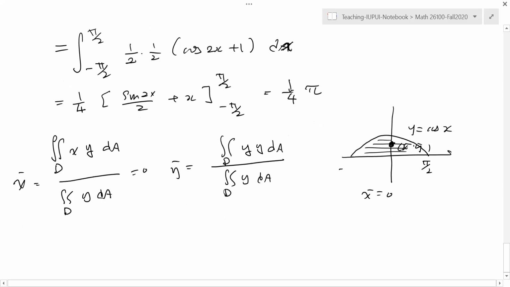The y bar, I don't know whether it's in the middle of this. The top is 1. I'm not sure whether it's greater than 1/2 or less than 1/2, because the density function is getting larger and larger, but the horizontal line segment is getting shorter and shorter. So these 2 effects cancel out. So I don't know. Let's do the computation.